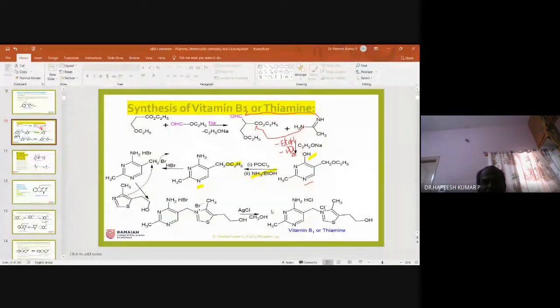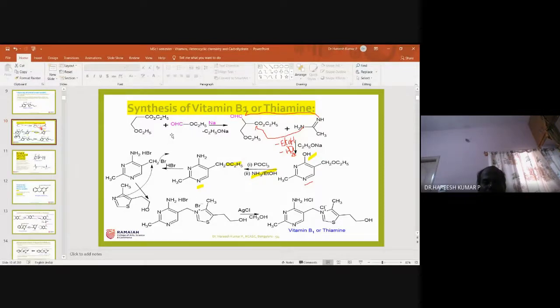Next slide, I am explaining the synthesis of vitamin B1 or thiamine. This synthesis starts with two reactants. This is one, and this will be the other. So what is the name of this compound? You know that the group C2H5 is called the ethyl group, and CHO is one carbon atom. How is this joined? OC2H5 means ethoxy group, and COH.